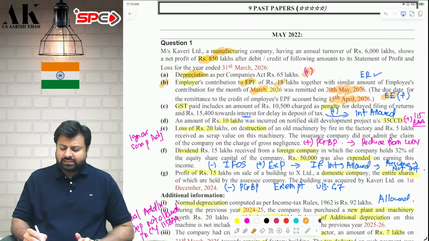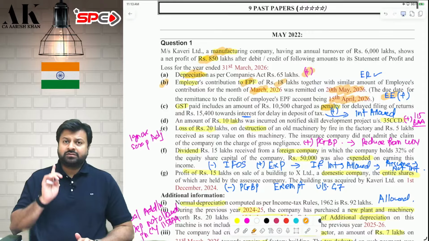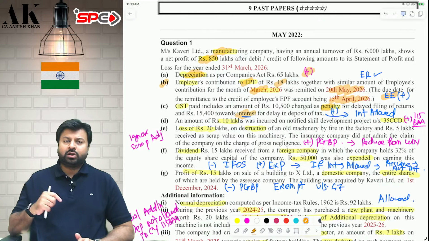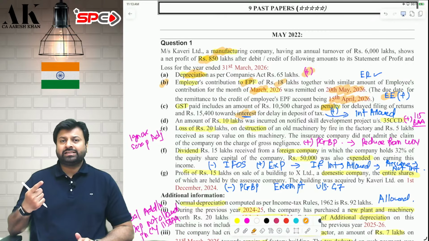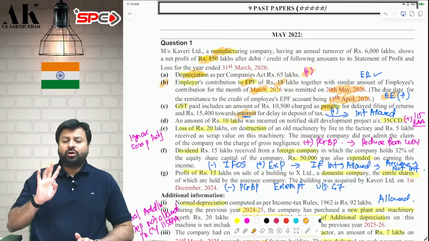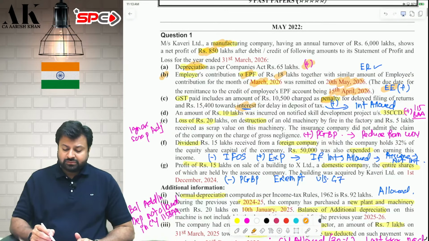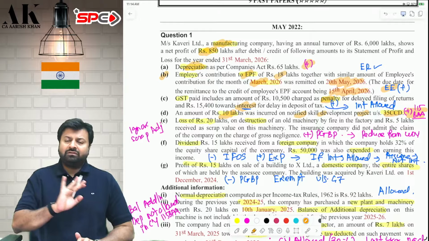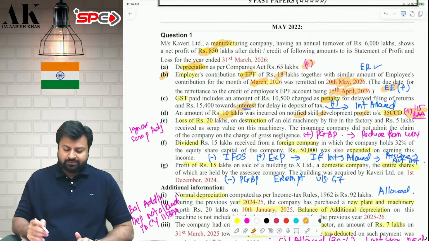Next one is the GST penalty. GST penalty is penal in nature, therefore it is disallowed. It is for breaking a law, therefore it is disallowed. GST interest is considered to be compensatory in nature. Interest on GST late payment is allowed as a deduction. Interest on income tax late payment is not allowed as a deduction. Next one, you are giving some 10 lakh rupees on a notified skill development project under 80CCD, not allowed under 115BAA. 115BAA does not allow 80CCD.